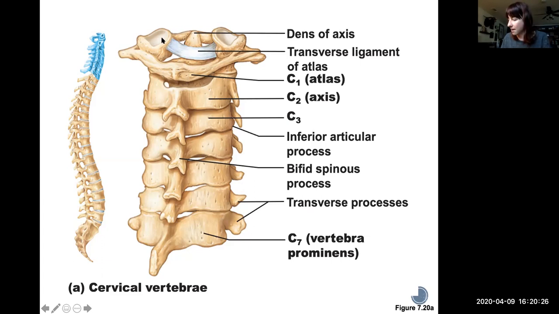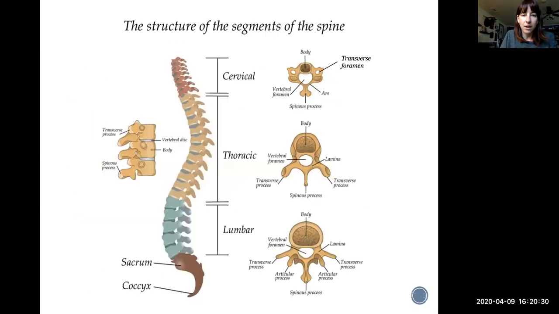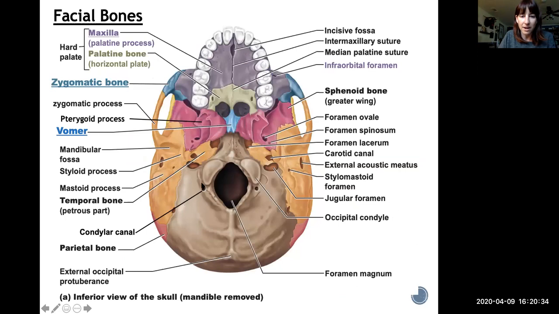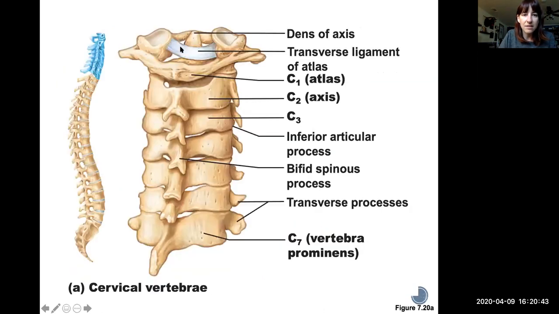Remember when we talked about the occipital condyles, right? At the base of the skull. Those occipital condyles interact with these facets, these condyles of the atlas. And that's how your skull sits on top of your spinal column. The axis has a special structure called the dens. It actually has this long projection at the front that passes all the way up through the atlas, okay? And that bump is called the dens. The dens is what allows the atlas to rotate on top of the axis and allows your head to rotate on top of your spinal column.